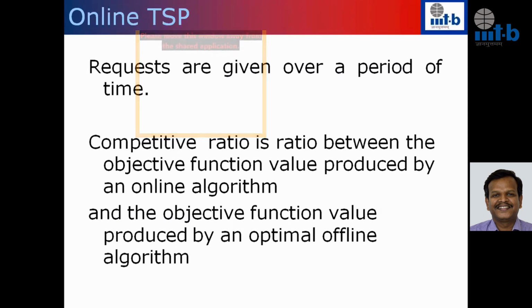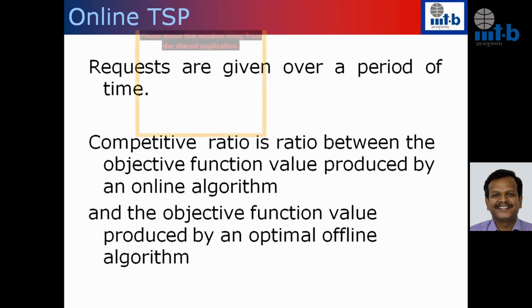So in the online version of the TSP, requests are given over a period of time. This is in contrast to the offline case. In the case of offline, the points where you have to pick up the orders or the delivery points are all known before the algorithm starts. But in the case of online, this is not given. These points where you have to visit or deliver are given over a period of time. So the algorithm has to adjust to this online scenario.